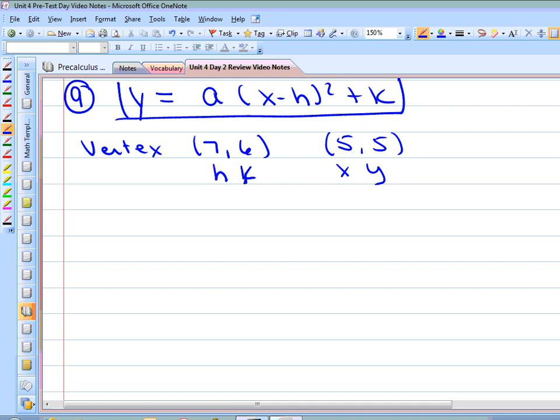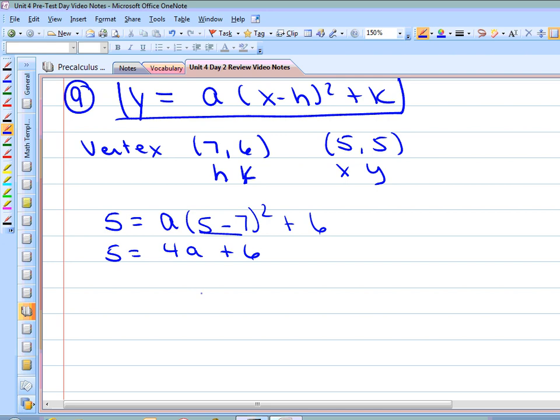Plug in everything, because you have a y, an x, an h, and a k, and then you can solve for a. y would be 5 equals a, we don't know, times x, which is 5, minus h, which was 7, squared, plus k, which is 6. Let's solve for a. First of all, parentheses: 5 minus 7 is negative 2. Negative 2 squared is 4. So that is 5 equals 4a plus 6. If you don't get that part right there, pause and go back and make sure you understand that.